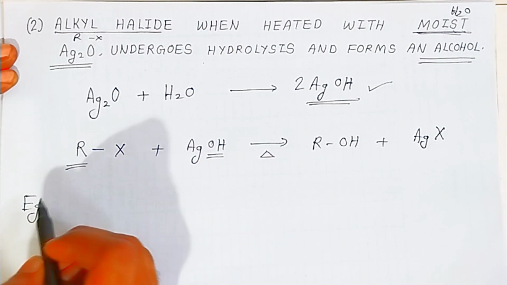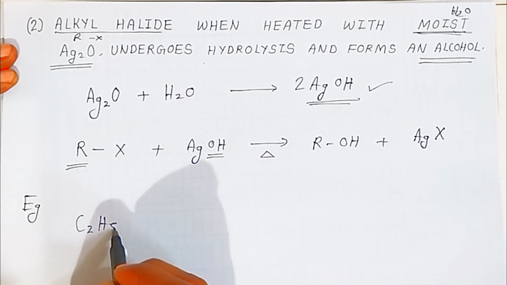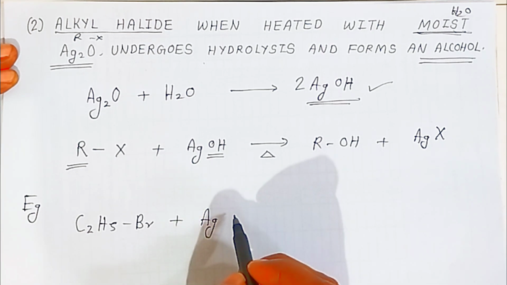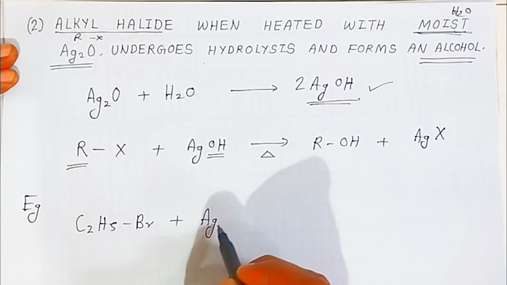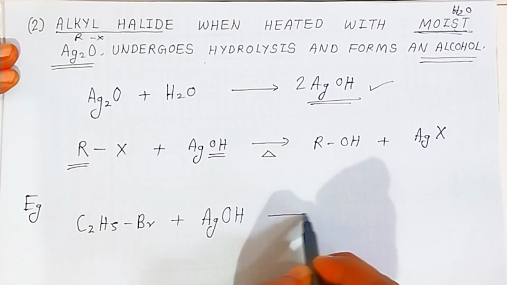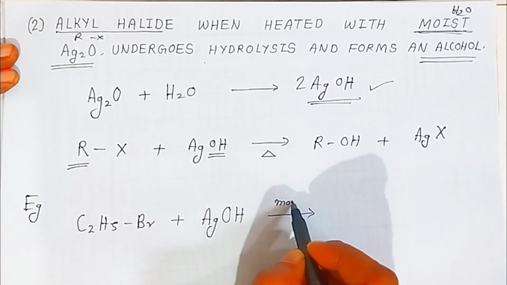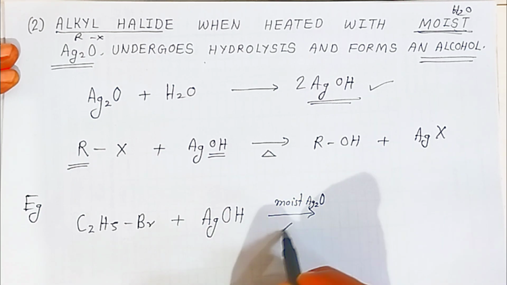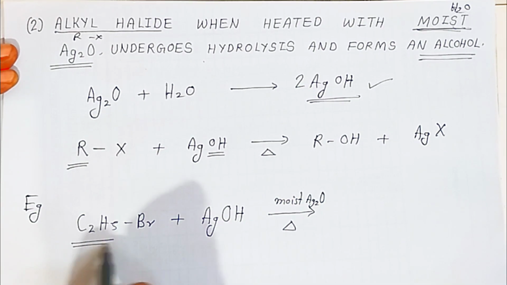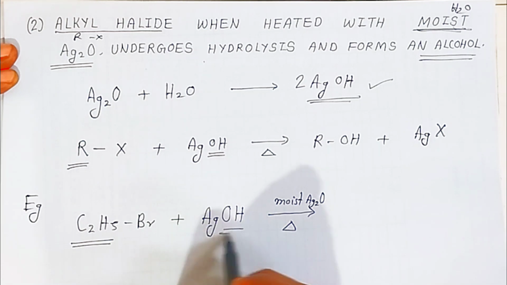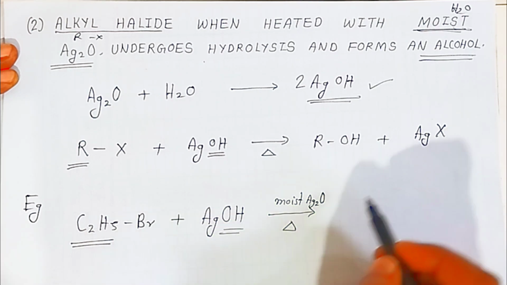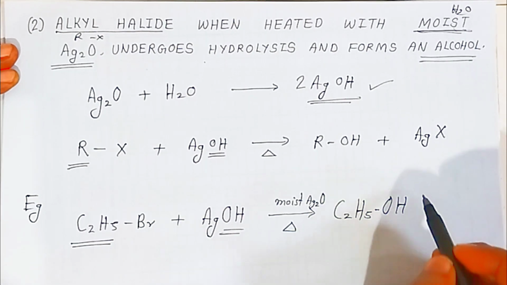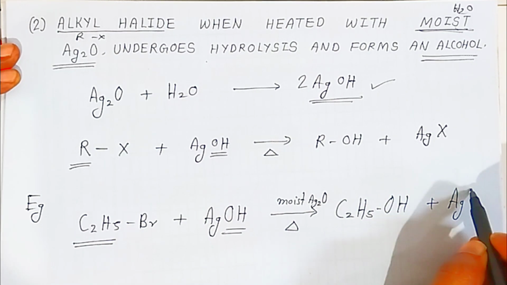Say for example students, when ethyl bromide reacts with moist silver oxide Ag2O, which is nothing but silver hydroxide AgOH, just heat it. What happens students, the ethyl of ethyl bromide reacts with the hydroxide of silver hydroxide, and it will give you C2H5OH, that is ethyl alcohol, and there is a formation of silver bromide.